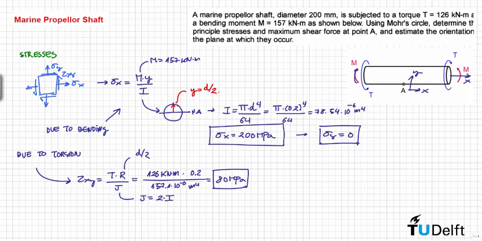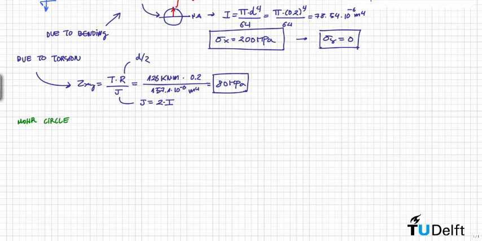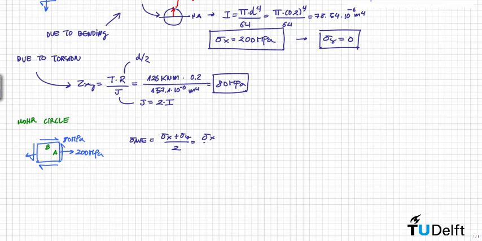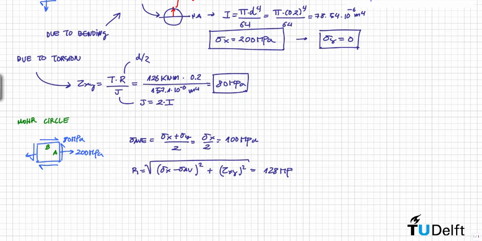Now we have all the information that we need in order to draw the Mohr circle. Remember that sigma x is equal to 200 megapascals, sigma y is equal to 0, and the shear stress is equal to 80 megapascals. And we define this to be the plane A, and this is the plane B. So first we can calculate the center of the circle, which is equal to sigma average. So this is sigma x plus sigma y divided by 2, then this is sigma x divided by 2, which is equal to 100 megapascals. And the radius is the square root of sigma x minus the average, squared, plus the shear stress squared, so this is equal to 128 megapascals.